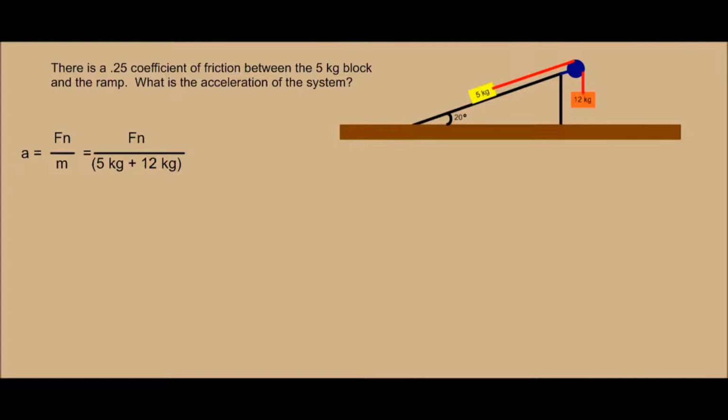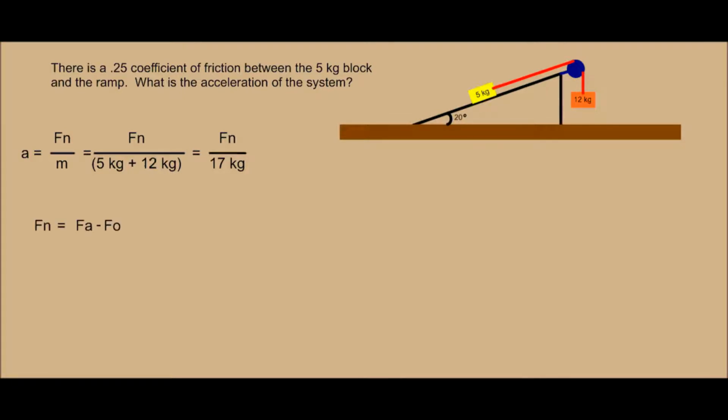The mass of the system, this is important in this type of problem. When we're using the mass of the system, or we're using Fn over m, the mass is the combination of both blocks. It's 5 kilograms plus 12 kilograms because they're working together, they're being accelerated together, and so their mass needs to be combined. So that just leaves us with a Fn over 17 kilograms. Now we don't know what the Fn is yet, so we're going to have to do some work for that, but we can at least get that far as our Fn over m.